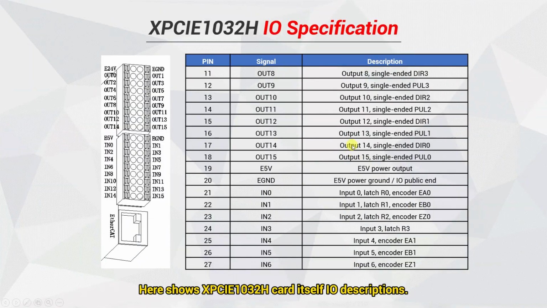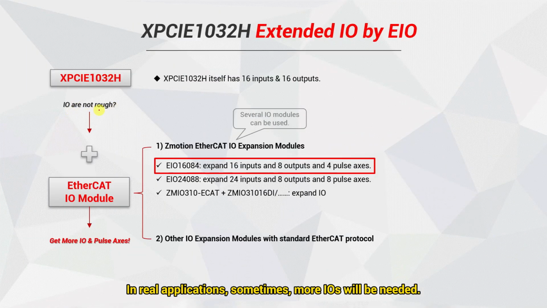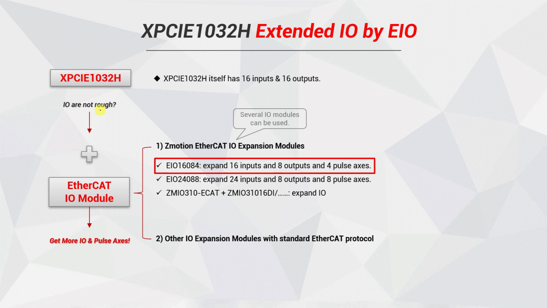Here shows XPCIE1032H card itself I/O descriptions. Axis 0 and Axis 1 can be configured as encoder or pulse. But Axis 2 and Axis 3 only can be configured as pulse. In real applications, sometimes, more I/O will be needed. You can choose to expand some.